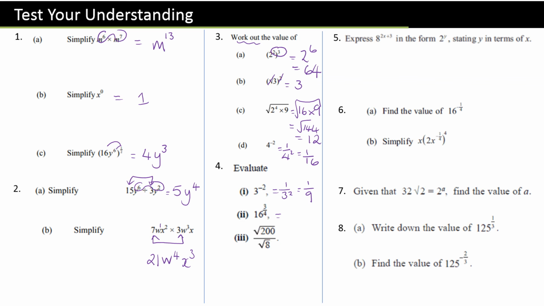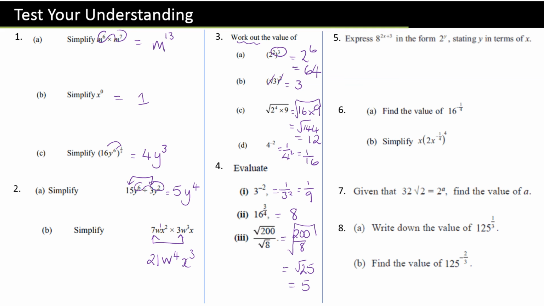16 to the 3/4: the 4th root of 16 is 2, and 2 cubed is 8. When you've got the square root of 200 over the square root of 8, you've really got 200 divided by 8 all square rooted, so that's all being raised to the power half. You can take that root over the whole lot because it's happening to top and bottom. Doing the division, 200 divided by 8 is 25, and the square root of 25 is 5. So that's going to involve a bit of knowledge of surds as well to do that one there.